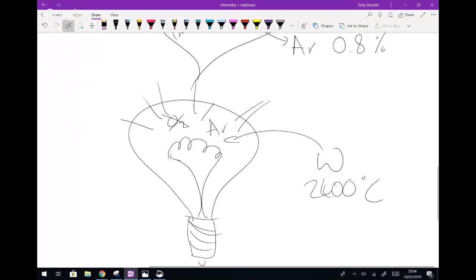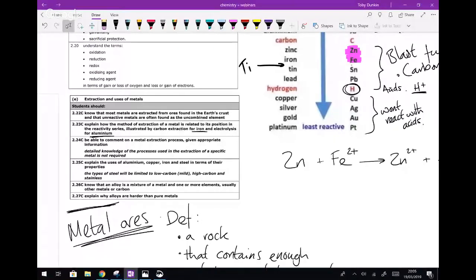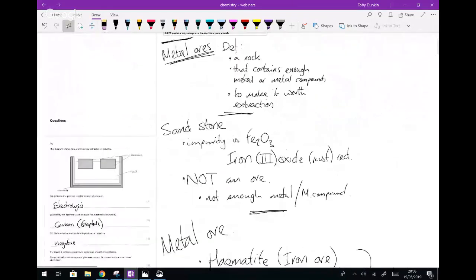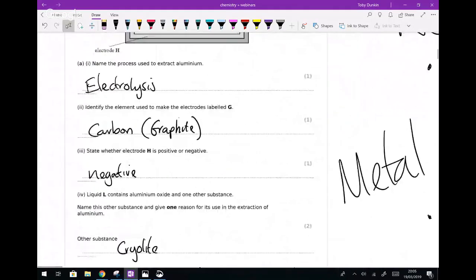Okay. That covers it. I'm not going to bother with the electrolysis. Other metals, usually other metals with carbon. Why alloys? We covered alloys. Cool. Okay. So what I'm now going to do is quickly run through my preliminary work.